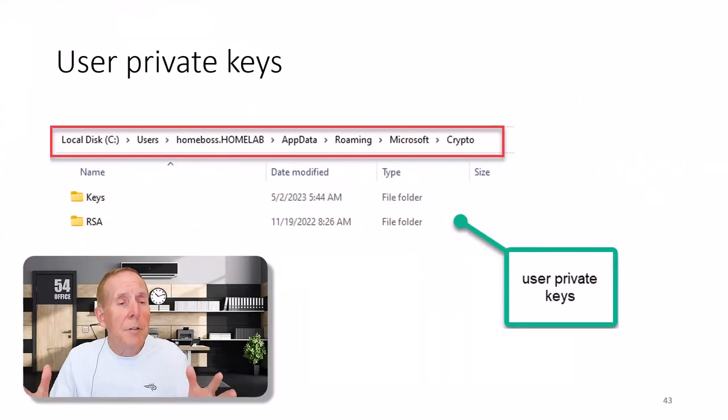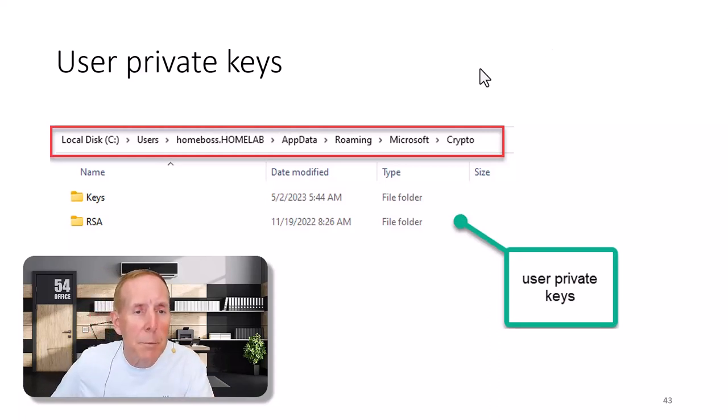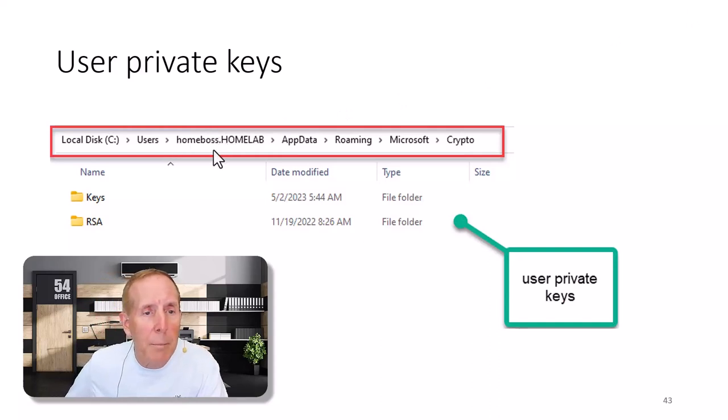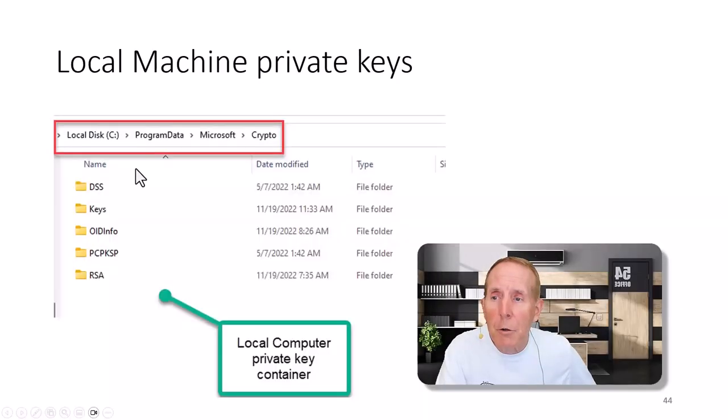Again, not often do you save private keys, but if you're looking for where your private keys are, typically this is one location: Users, and then I've got my username. You could just remove homeboss.homelab and put your username, AppData, Roaming, Microsoft, Crypto. So that's one location that you can put private keys. Another one is under your local machine, under C drive, ProgramData, Microsoft, Crypto. That's another location for private keys.